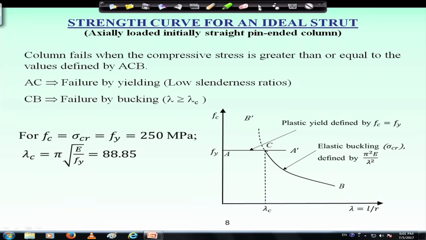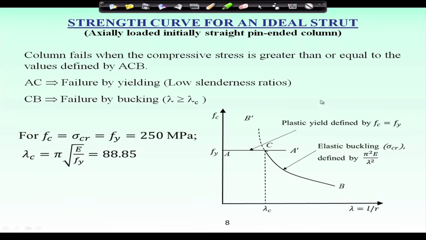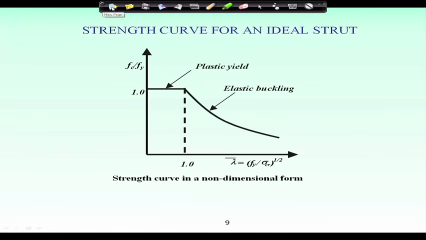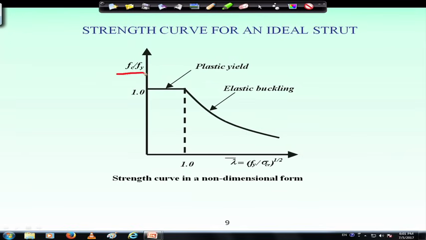Now, the same can be written in a non-dimensional form as well, which is shown here, where on the y axis it is Fc by Fy, and it will be 1 where Fc and Fy are equal. Lambda c will be 1 here, which means lambda bar will be 1, where lambda c by lambda is 1. In the x direction, lambda bar, which is the square root of Fy by sigma CR, has been plotted. So, this part of the curve will be elastic buckling, and this will be plastic yield.